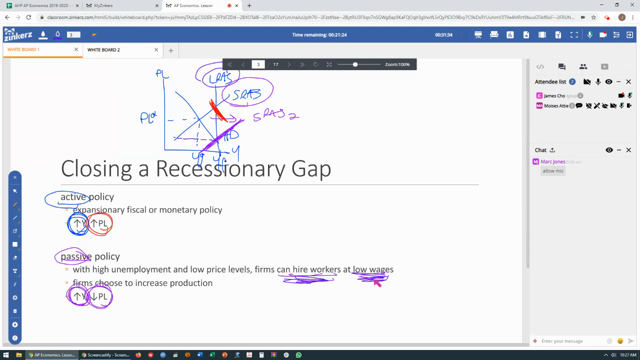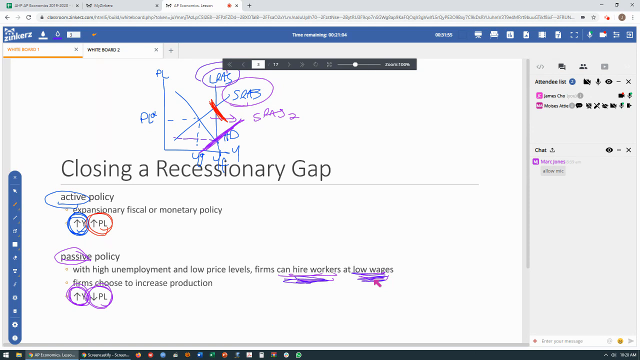No, you actually have the same quantity of resources. You have the same amount of workers. It's just that you're using more of them now. Before, some of them weren't working. Now they're working, but you still have the same amount of workers.